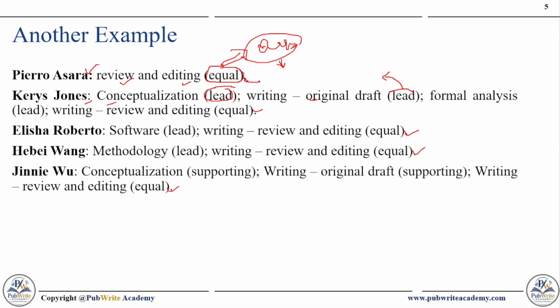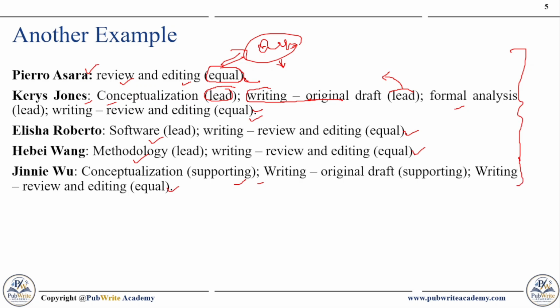But who wrote this manuscript? This manuscript is written by this author. And for the formal analysis as well as review or editing, you can also see this author is involved in software, this one in methodology, and this one in conceptualization, and similar things. So this is how you can add these in your manuscript whenever you are writing any manuscript.